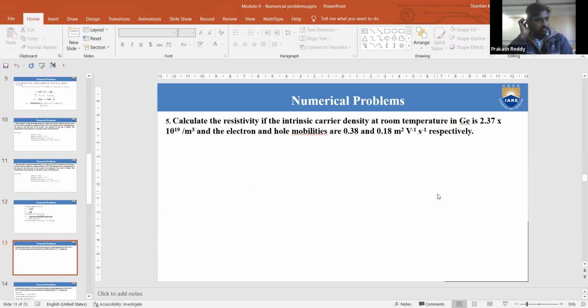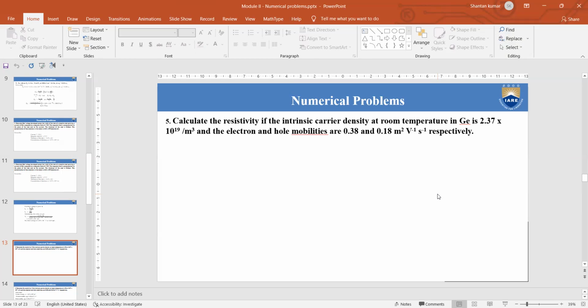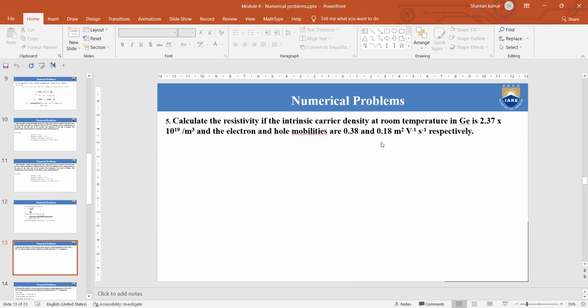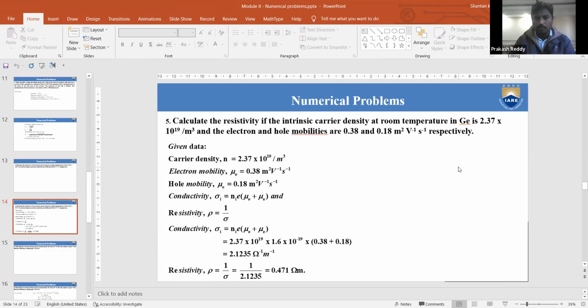So coming to the fifth one, tell me the answer for the fifth one. It was given as an assignment, I think. Right? I explained the formula also. So what is the answer for the fifth one? 0.47 ohm, sir. 0.47. So we will see. 0.471 ohm meter. Right? Yes, sir.